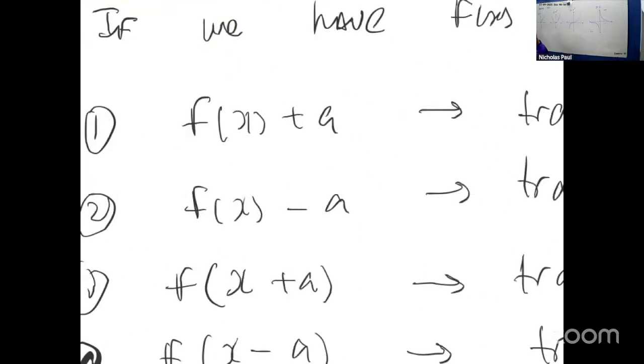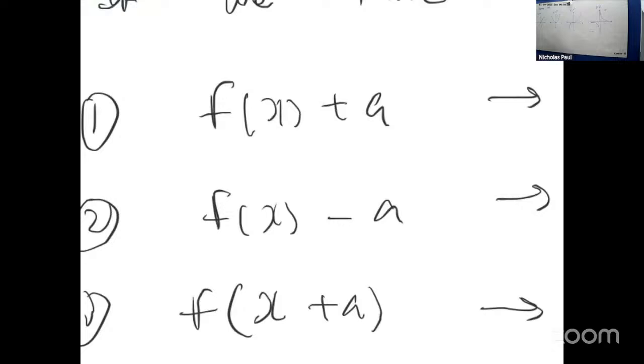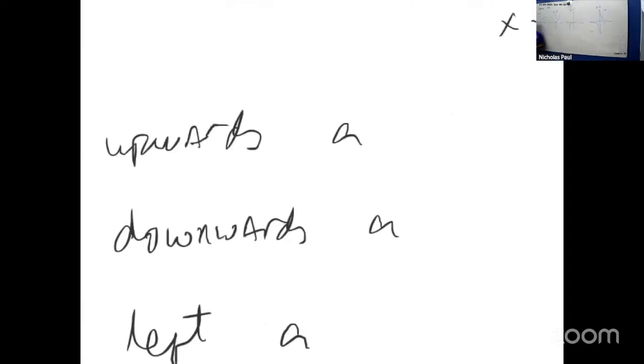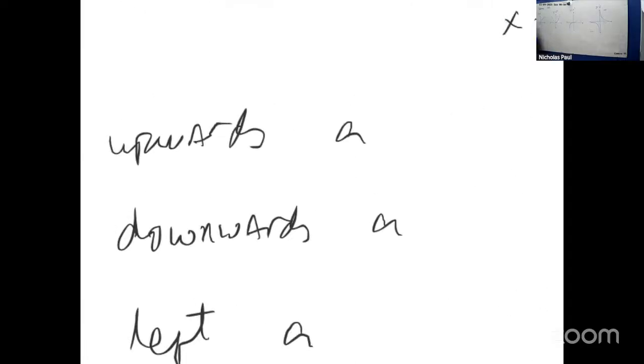Right. So we're doing the transformations of all. If I give you f of x, and I add a to f of x, what would happen to the graph? Let's use this one. If I add 4 to this graph, what would happen? Add 4. That will make all the y values larger by how much? So what does plus a do? Shift the whole graph upwards by 4. Are you okay with that?